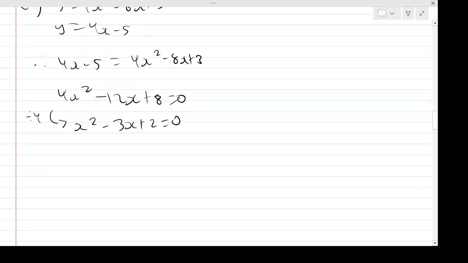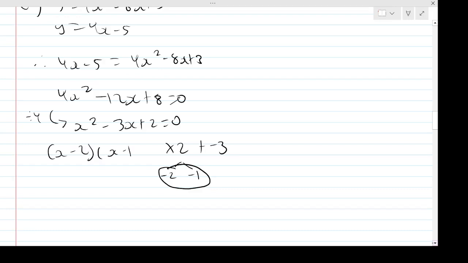Maybe you can factorize. So if you're factorizing, two numbers that multiply to get 2 and add to get minus 3, well, it'd be minus 2 and minus 1, because minus 2 times minus 1 is plus 2, and if you add them you get minus 3. So my factors are (x minus 2)(x minus 1) equal to 0. So therefore x is 2 or x is equal to 1.